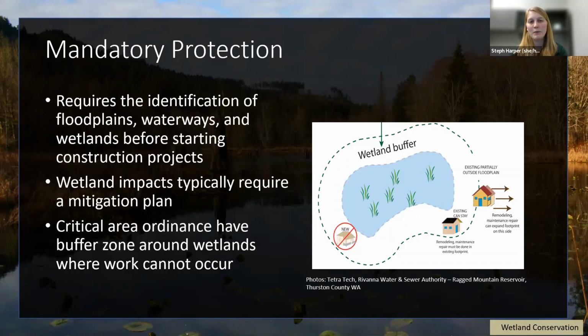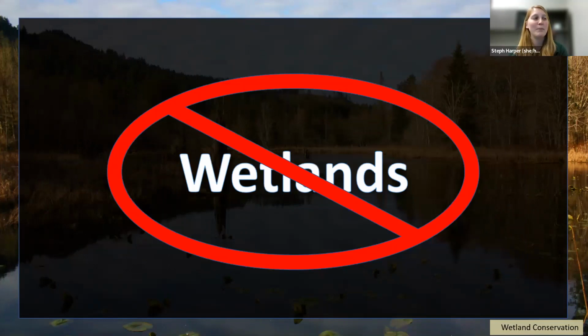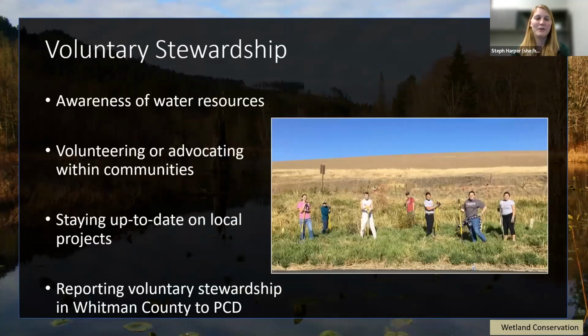Now, of course, talking about mandatory protection, lots of laws and regulations. There's a lot of situations where wetlands get a really bad name, and it's very understandable because wetlands can delay a project. It can cost a lot of money to put together a permit or hire somebody to do a wetland delineation or put together a mitigation plan. So wetlands do tend to take a little extra energy and resources. But one really amazing thing, and one thing that we really like to talk about here at the district, is the voluntary stewardship and the things that we can do in order to protect these wetlands that don't require that mandatory protection. And the first and foremost is awareness of water resources, whether it's streams or rivers or wetlands.